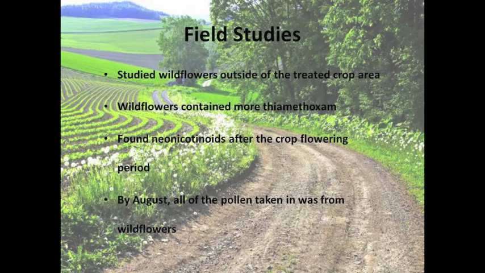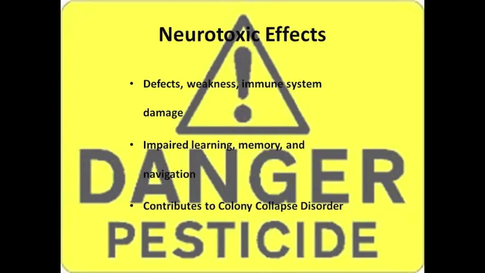Regulations on pesticides often only focus on their use on intended crops, but a 2015 study looked at wildflowers near the agricultural area that also took up the neonicotinoids. They found that wildflowers had a higher but more variable concentration of thiamethoxam and were also found outside the blooming periods of flowering crops. In the June through August study, by the last month, 100% of the pollen intake was from the wildflowers.